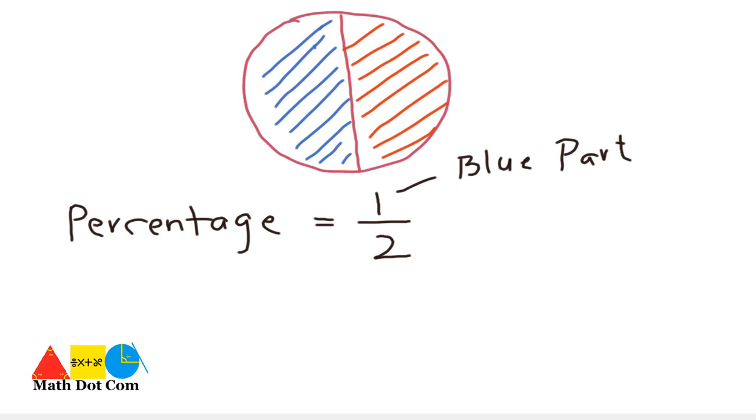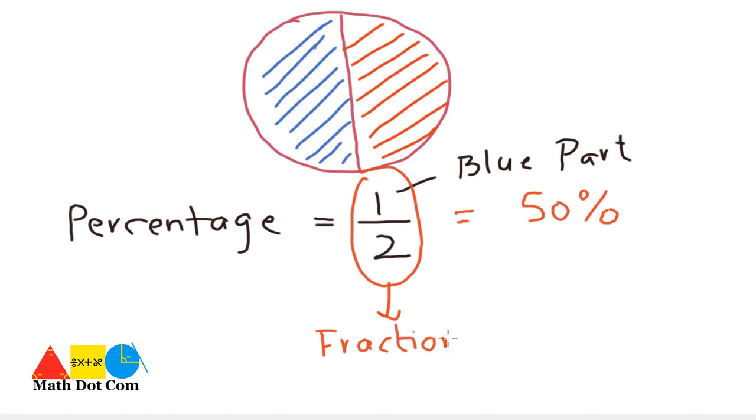So we can write it in the form of percentage as 1 out of 2, it means 50%. 50% of this circle is blue and 50% of the circle is red. So this is the fractional form in which we can represent the above circle also. Okay, and this is the percentage form.